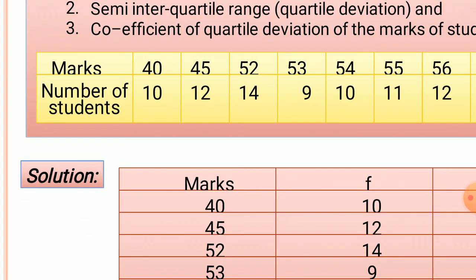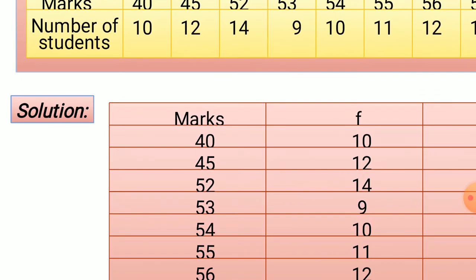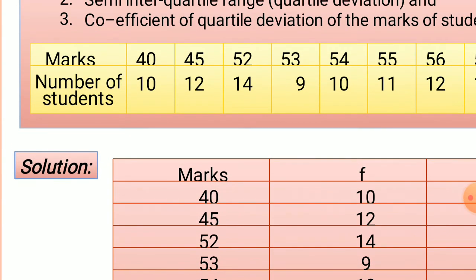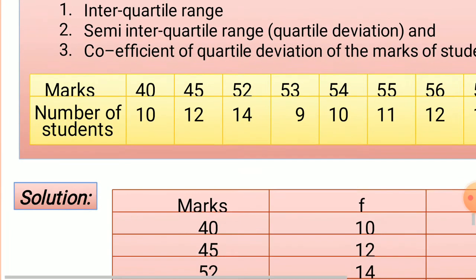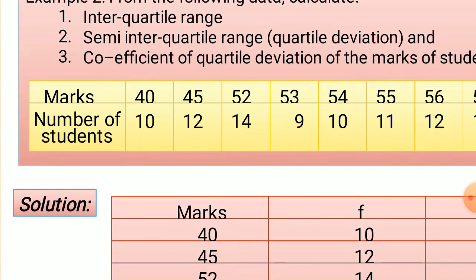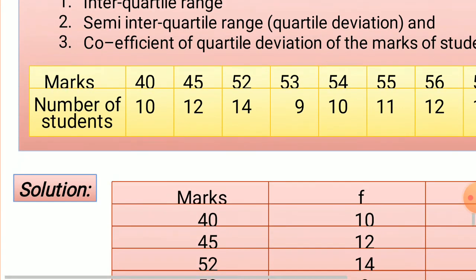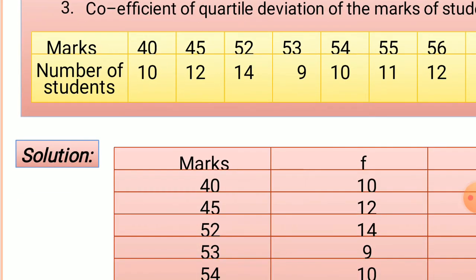Marks values are given, and number of students frequency is also given. So this is the problem of quartile deviation for a discrete series. So from this data we have to calculate QD and its coefficient of quartile deviation. So first the values are to be taken in the first column, and frequencies are in the second column.